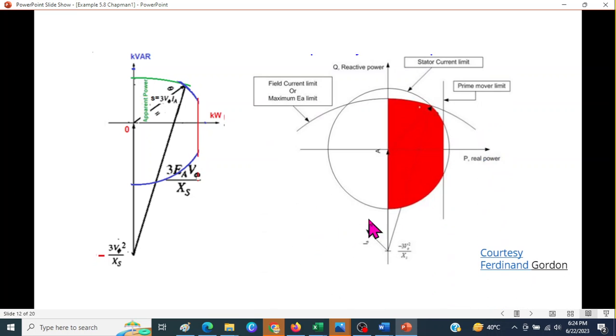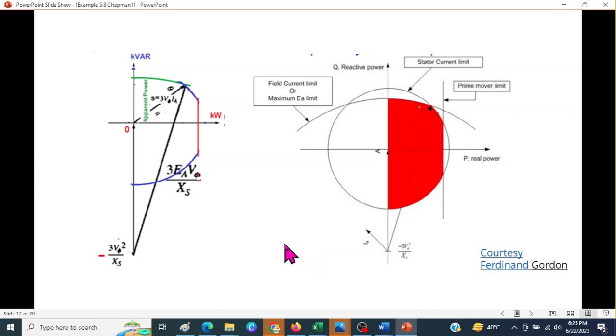And Mr. Ferdinand Gordon has drawn it very neatly, so as a courtesy, I'm reproducing it here. You can see this was the field current limitation. This was the diagram for the armature current, and this we have selected, and this line was for the prime mover. So this red is our area of the capability curve.